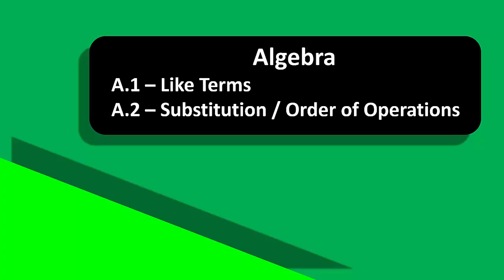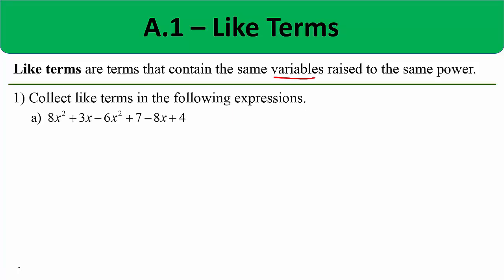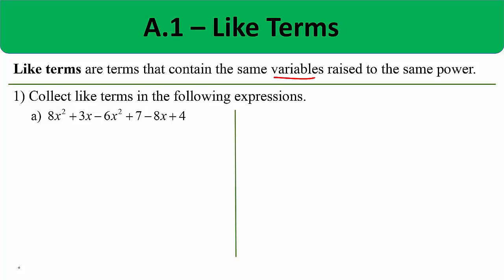Here's a quick review on like terms and order of operations with substitution. So what are like terms? Like terms are terms that contain the same variables raised to the same power. And remember, variables is a mathematic term for the letters that are represented in a math expression. So if we look at this first example, we want to collect like terms in each of these expressions.